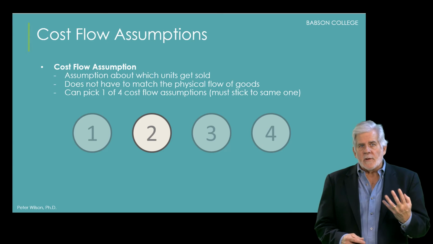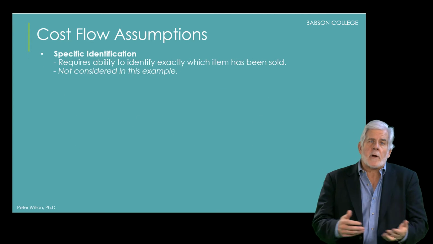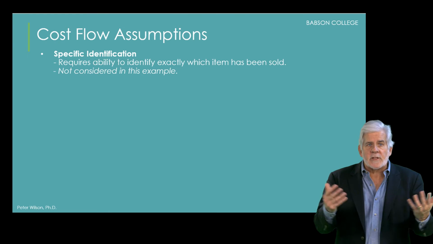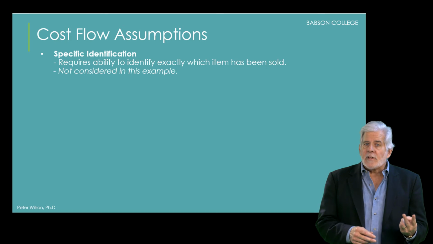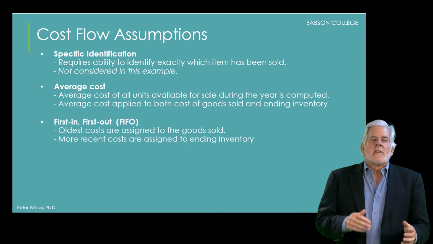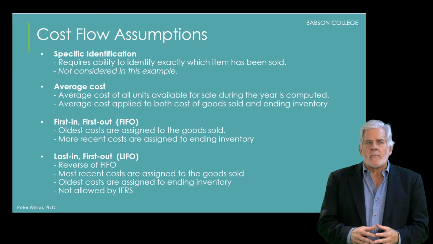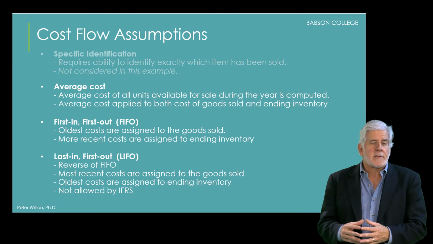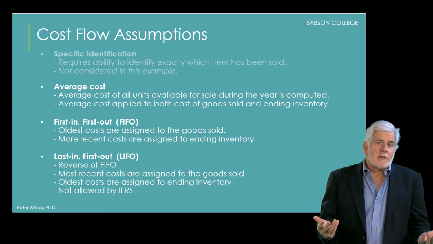The 4 cost flow assumptions are specific identification, which is what you might use if you had one of those state-of-the-art high-tech inventory systems, average cost, first in, first out, and last in, first out. Since specific identification is pretty self-evident, I won't discuss that method, but will illustrate the other 3 methods using our simple example. First, a look at average cost.